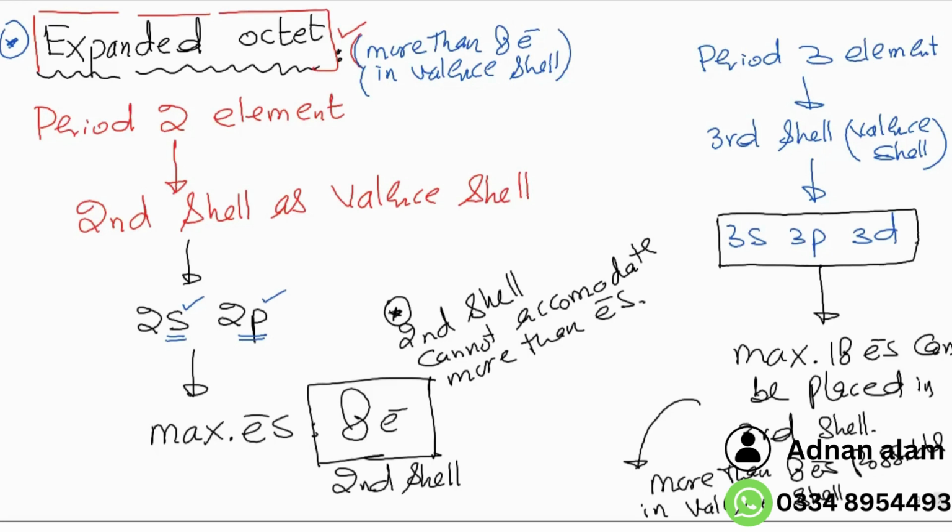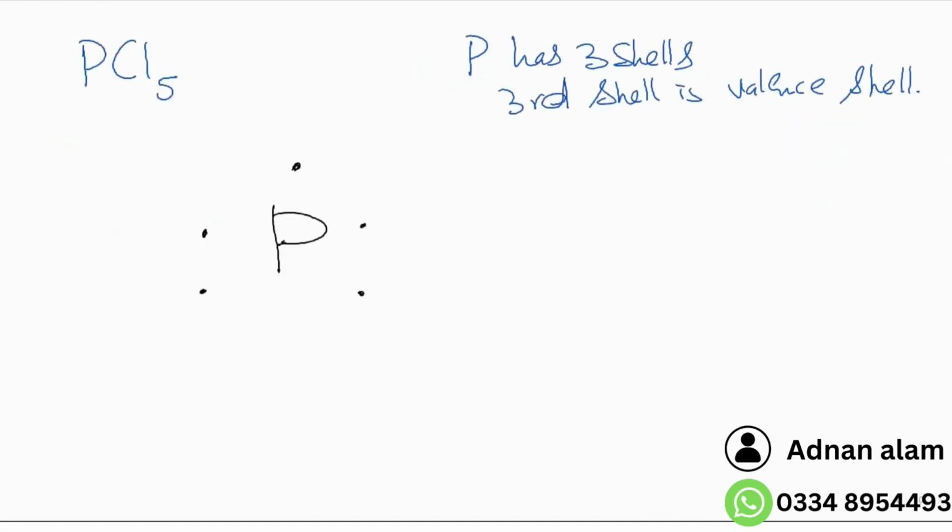Beta, you are done? Okay. So phosphorus has 5 electrons in the valence shell. And you have how many chlorines? You have 5 chlorines. So one chlorine will be here, the other chlorine here, the other here, this chlorine is here, and this chlorine is here.